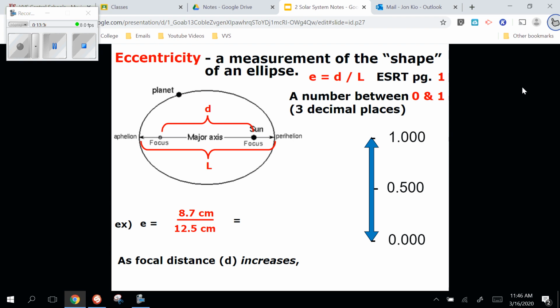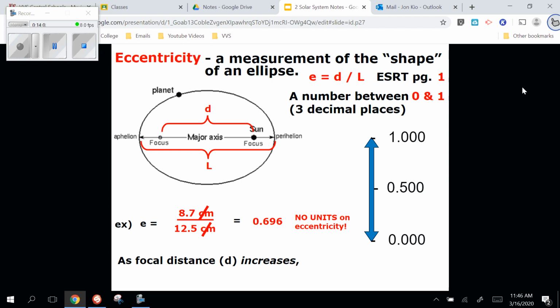Do a little measuring. Distance across from focus to focus, D, is 8.7 centimeters in this particular instance. All the way across from aphelion to perihelion, we're looking at 12.5 centimeters, so we divide that out. We get 0.697. We always round eccentricity to 3 decimals, and we always eliminate the unit. Centimeter on top, centimeter on the bottom, they cancel. No units for eccentricity.